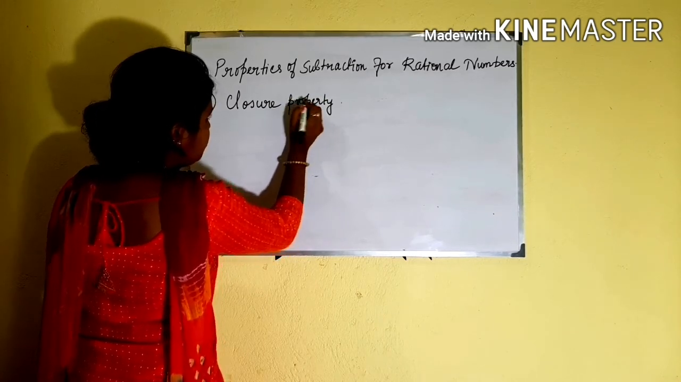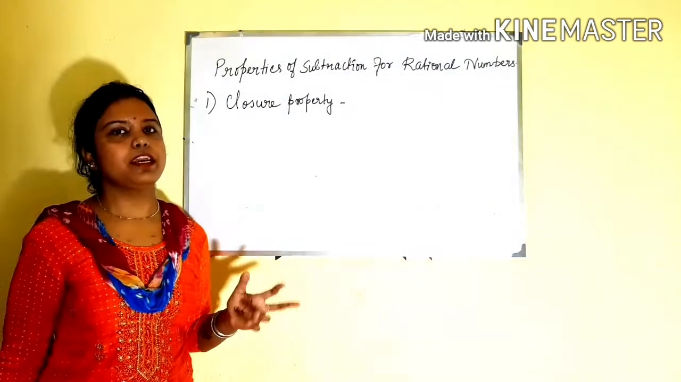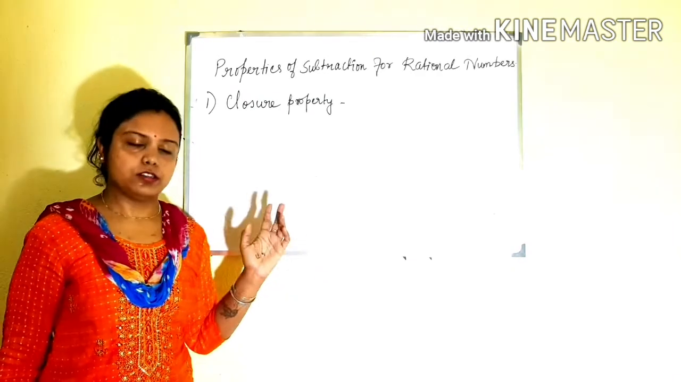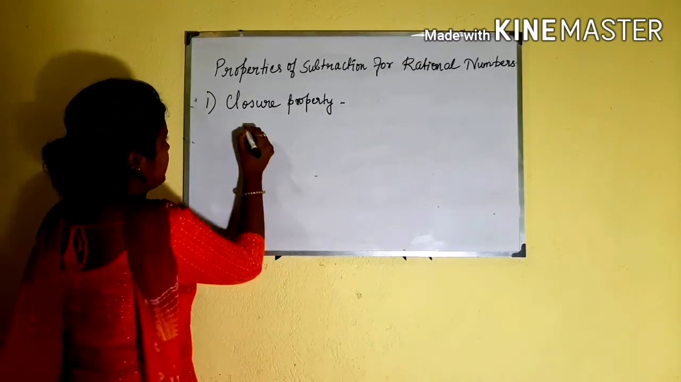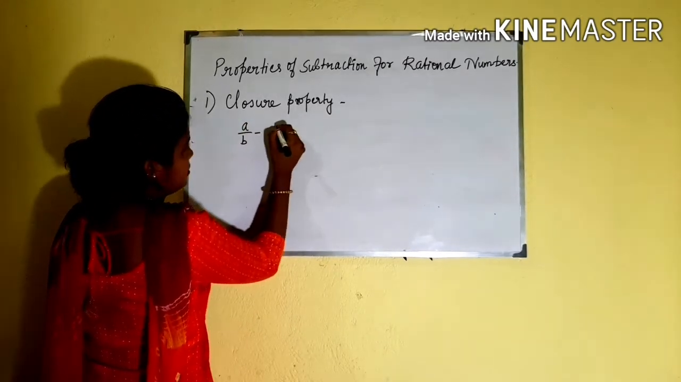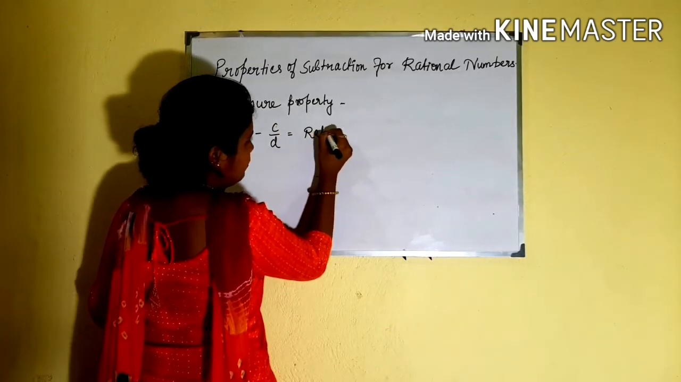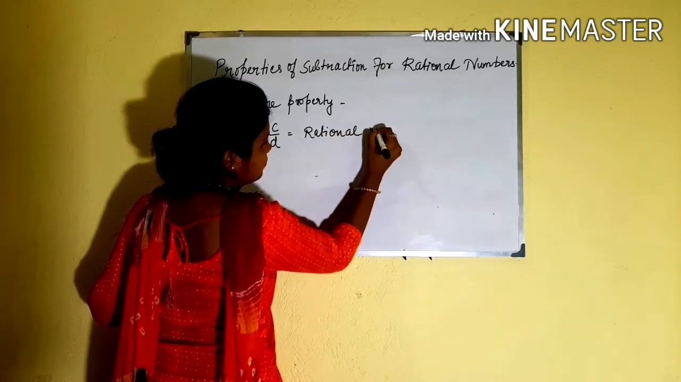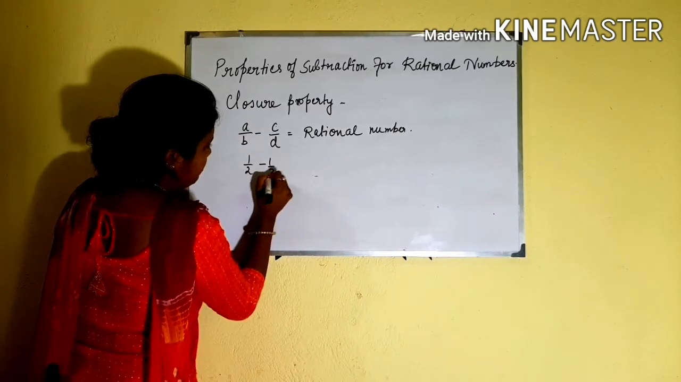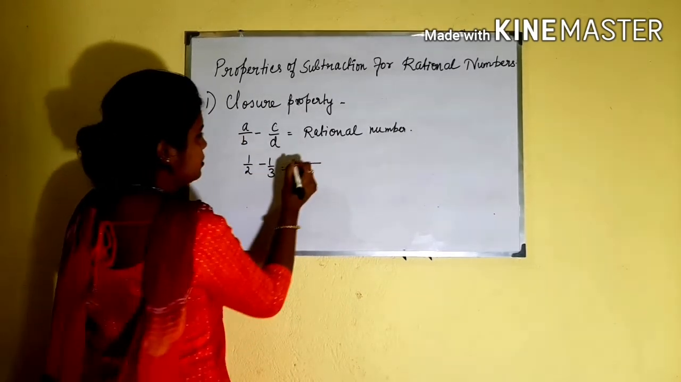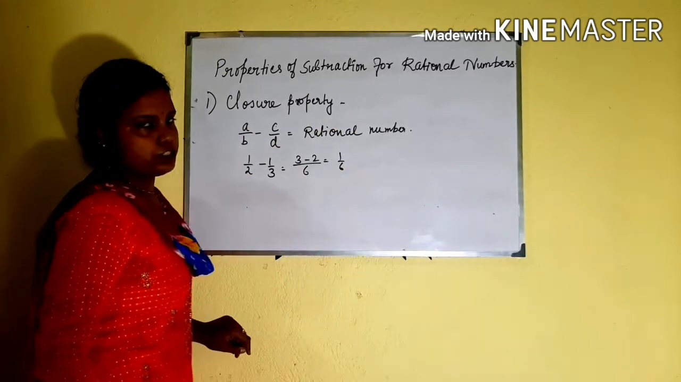I hope this is clear to you. Now, as we say of closure property, you know that whenever we are taking two rational numbers, the difference of the two rational numbers will also be a rational number. So let us take again a by b and c by d. Their result will be a rational number. Take for example 1 by 2 minus 1 by 3. The LCM is 6, so we get here 3 minus 2, that is 1 by 6. 1 by 6 is again a rational number.